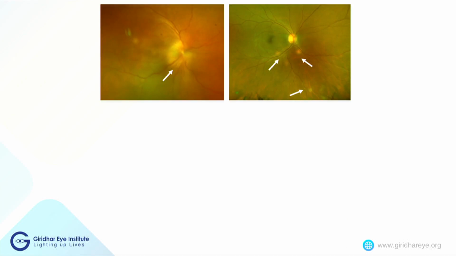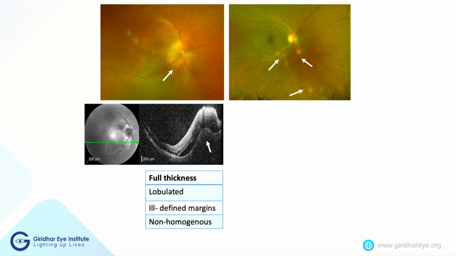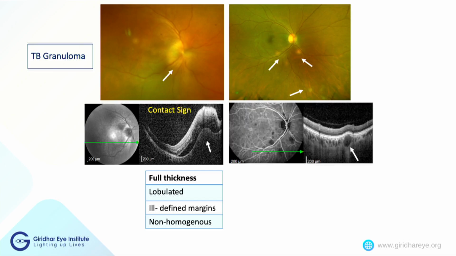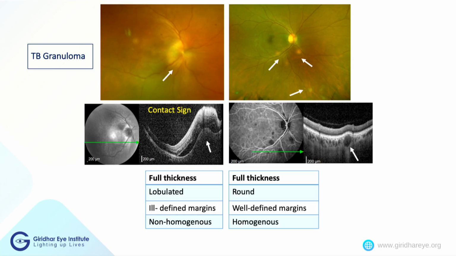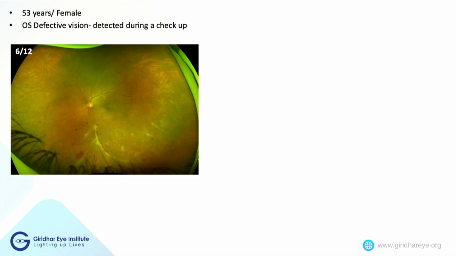Now I'm showing you two images with multiple yellowish lesions, not as bright yellow as the retinitis we saw. Here you can see a huge choroidal granuloma with SRF, and here the lesion is more lobulated, ill-defined and non-homogeneous, and with the contact sign there is no doubt this is TB granuloma. Whereas in this case there are multiple small granulomas which are more rounded with well-defined margins and homogeneous, which tells you this is more likely a sarcoid granuloma. So again, in choroidal granulomas also, the imaging will help us.